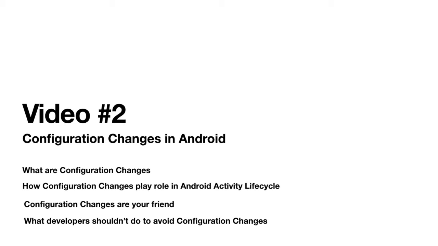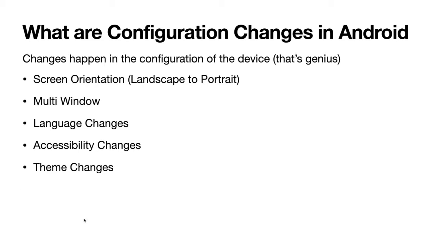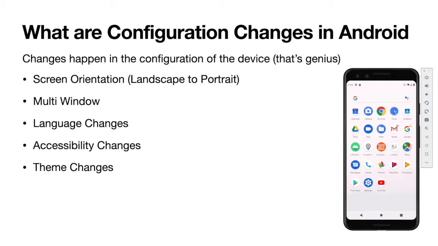So the next 2 points are: configuration changes are your friend and what developers shouldn't do to avoid configuration changes. So what are configuration changes? Configuration changes are basically the changes that happen in the configuration of a device. Well, that's genius, right? You guys can say to me, hey, I know that, but tell me something which I don't know. Well, to be honest, this is the actual definition of configuration change. Changes which happen in the configuration of a device.